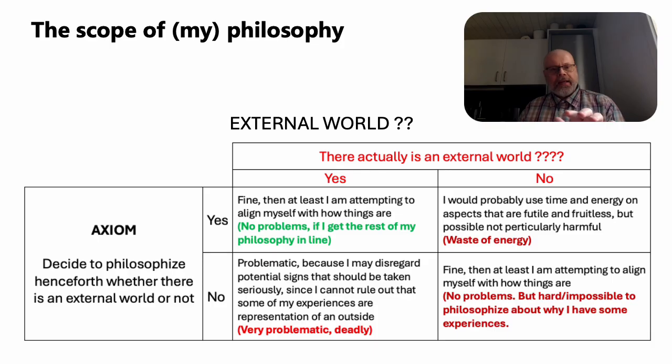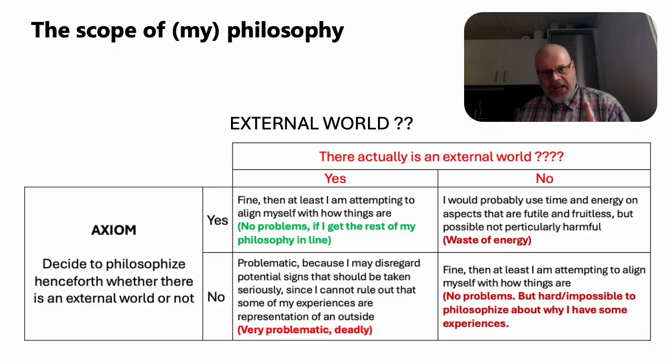So the no axiom is from bad to okay. The yes axiom is from fine, great, to, well, it could be better, right? Comparing these two, yes or no, because I can't decide the top one, the actual external world. I can't decide that, but I can decide whether I'm going with the yes axiom or the no axiom. So in my book, the yes axiom is by far the best one, right? So my philosophy henceforth is going to be based on the axiom that there actually is an external world.